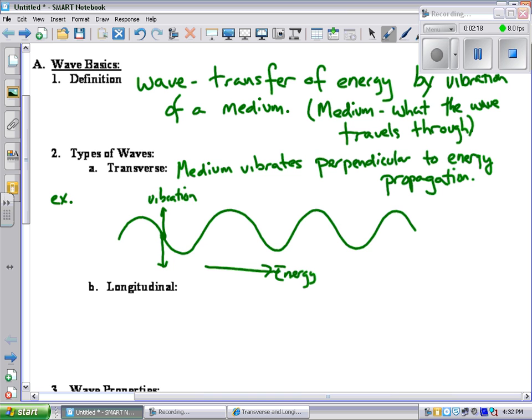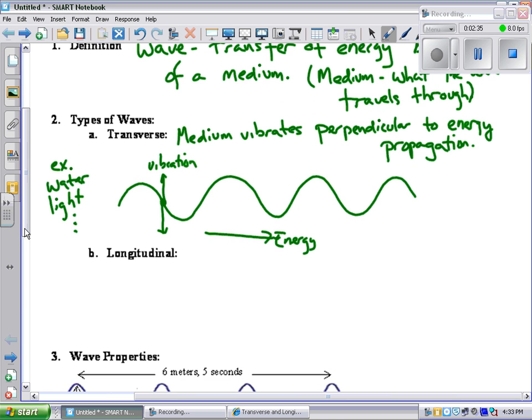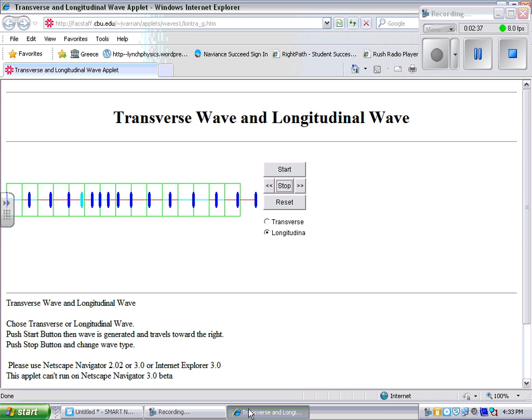Examples of these are water waves. If you go to the beach, you see waves that look like this, light, and so on. There's many. Okay, most things we think of as waves are going to be transverse waves. Now, I'm going to show you a diagram of a transverse wave, and then of the next type, which is a longitudinal wave. Longitudinal waves are a little bit hard to draw, so I want you to see what they're going to look like.